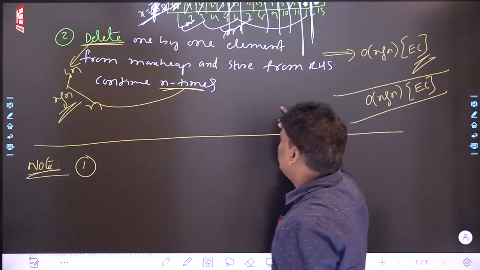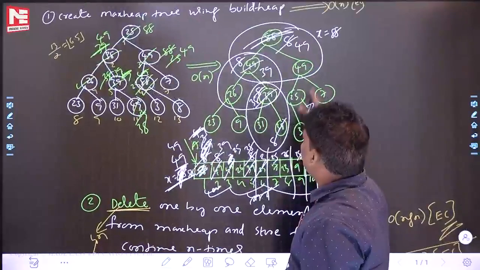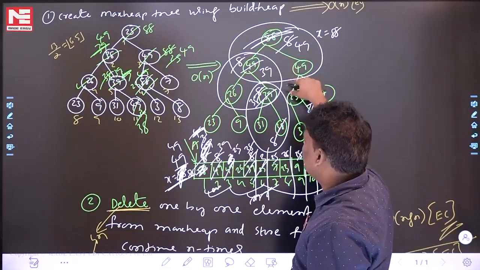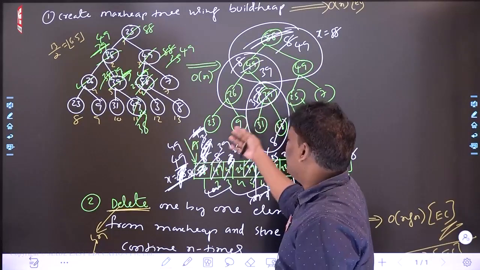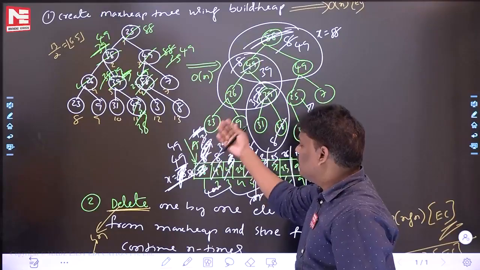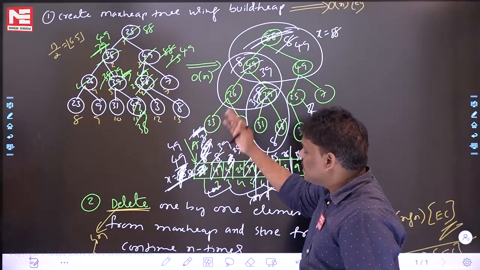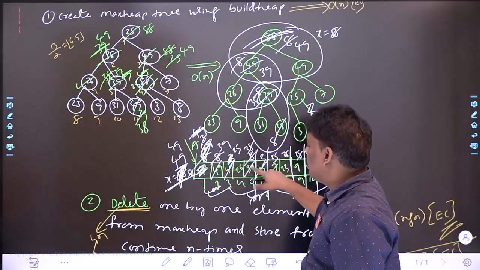Can you help me with one small line now? Which tree did you create? Max heap. If you keep on deleting from a max heap, what will you get? Maximum, maximum, maximum. Every deletion, one element is coming. Are you storing the result in another array or the same array? Same array. You are not taking another array.